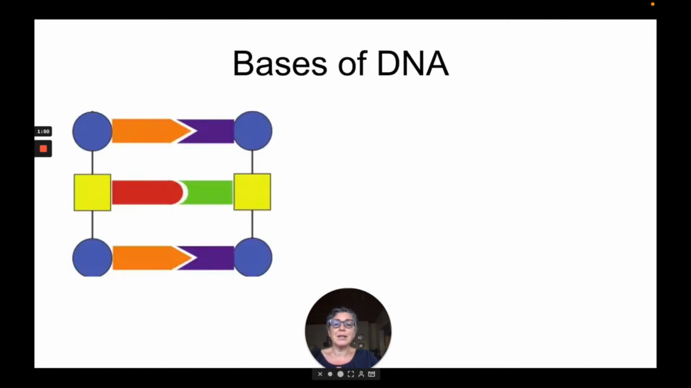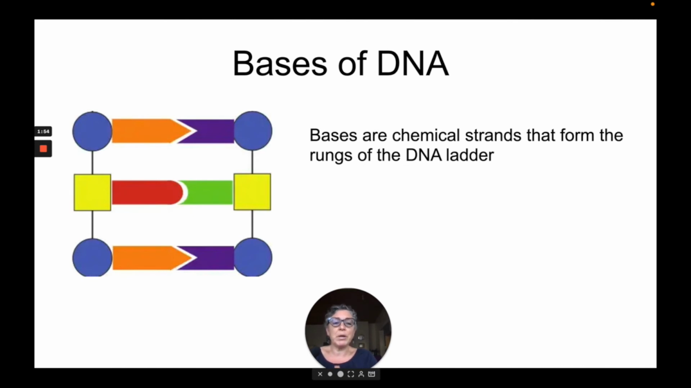All right, so let's take a look at the bases of DNA. So the bases are these chemical strands that form the rungs of the DNA ladder. So this is what's going to run across the two sides of the ladder. Remember, the sides of this DNA ladder are made up of phosphate and deoxyribose sugar. So the rungs that form the horizontal portion of the DNA are things called bases.